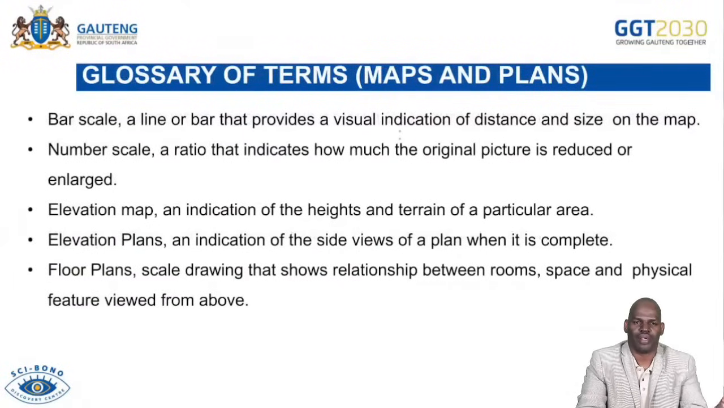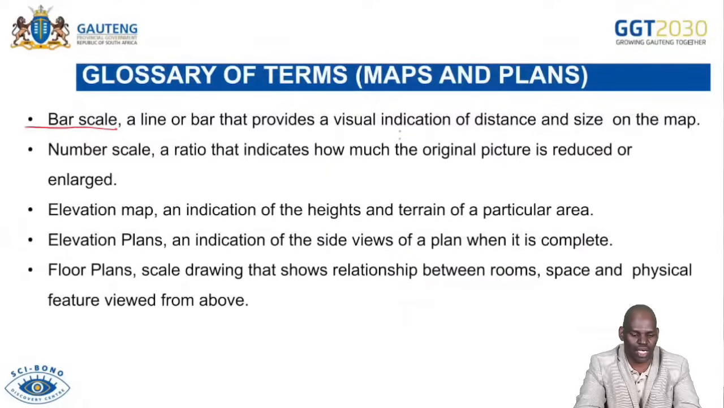And then the terms under maps and plans, you must know them. For instance, you must know what a bar scale is, because the examiner might ask you to define a bar scale. A bar scale, it's a line or bar that provides a visual indication of distance and size on the map. Then, of course, we've got a number scale. You might know the number scale, you might know how it looks like, but you must also be able to give the definition. A number scale is a ratio that indicates how much the original picture is reduced or enlarged.